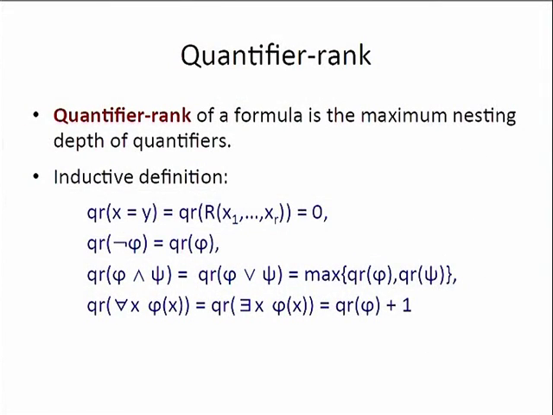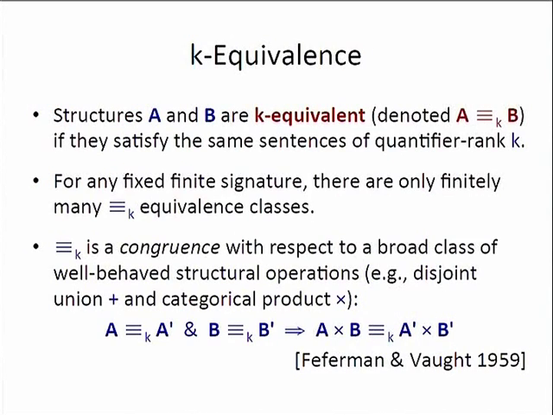Okay, so an important parameter of first-order formulas is quantifier rank. This is defined as the maximum nesting depth of quantifiers in a formula. There's an inductive definition for this. If we have an atomic formula x equals y, or R of some tuple of variables, this has quantifier rank 0. There's no quantifier. Negation preserves quantifier rank, and for disjunction and conjunction, you take the maximum, and then quantification increases the quantifier rank by 1. Okay.